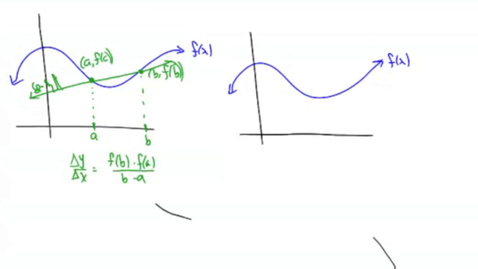And instead of picking an A and a B, I want to set up my picture so that I'm only picking a variable. Let's call it x. So when I look at this point up here, this is going to be x comma f of x, the function evaluated at that x value. So that would be a perfectly fine coordinate.